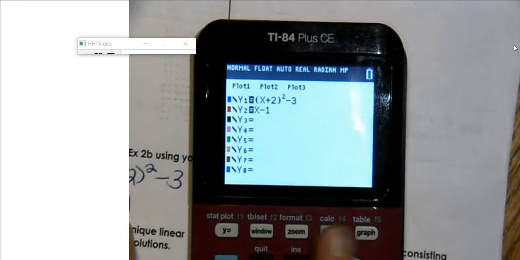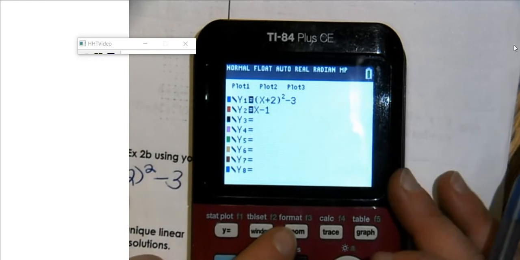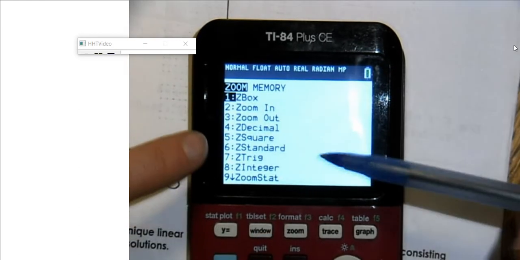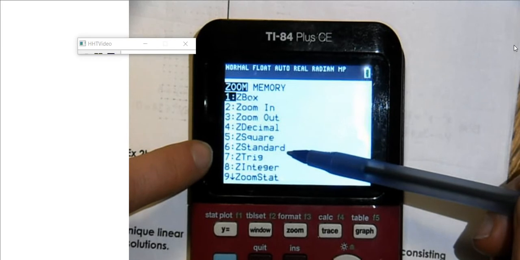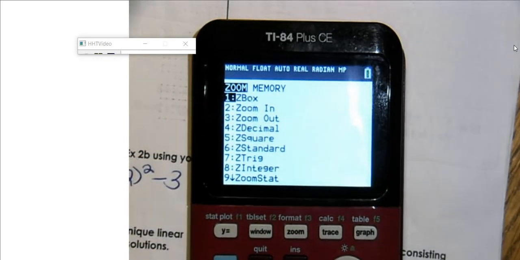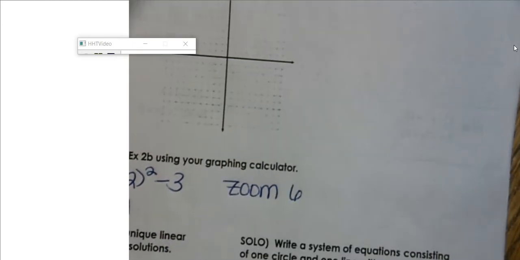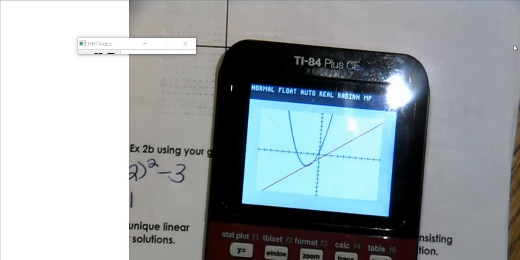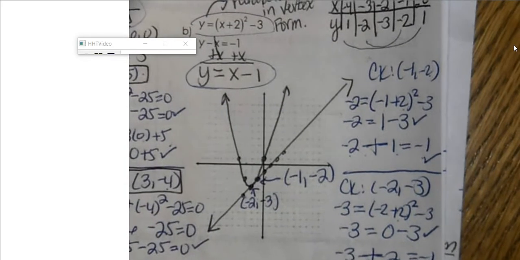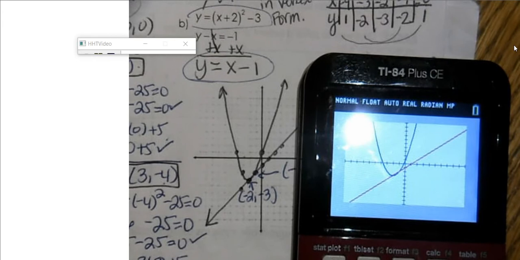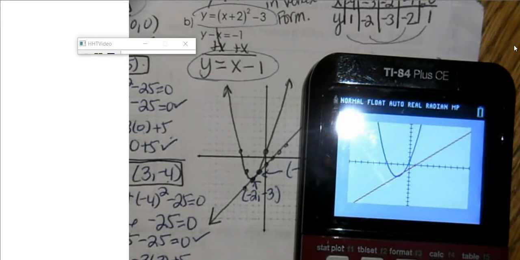From here, I'm going to press zoom 6, and that's because zoom 6 will give you a standard 10 by 10 grid. I'll write that down for those of you who need to see steps. I pressed zoom 6, and what I see here is the exact same parabola that I graphed, with 2 points of intersection or some kind of intersection taking place.